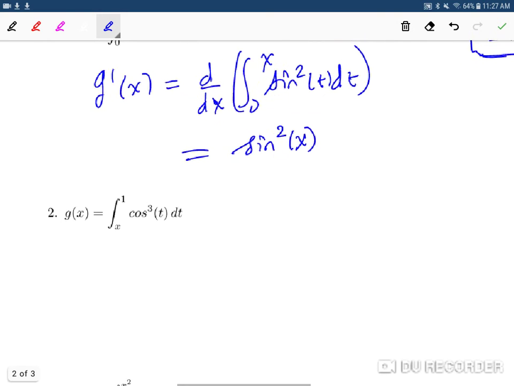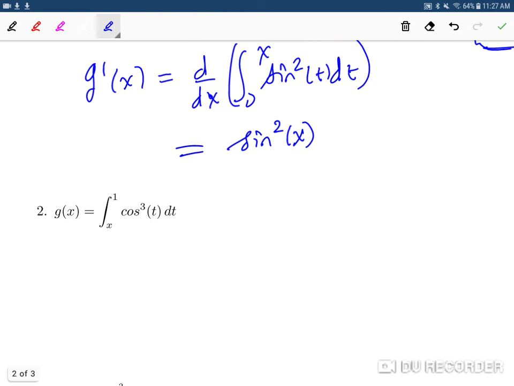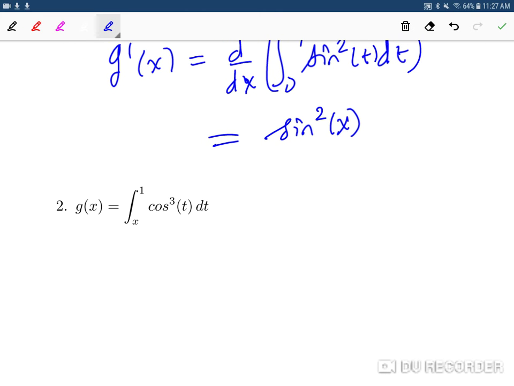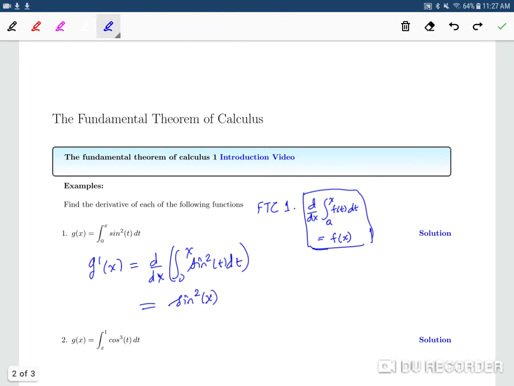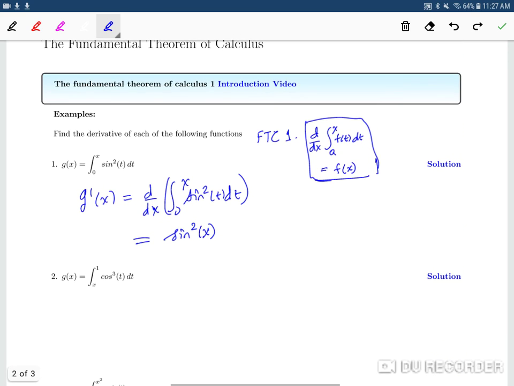In this one, I have g of x as the integral from x to 1 of cosine cubed of t dt. Well, here x is in the wrong place. If you look at the theorem, x has to be the upper limit of the integral. Okay, x has to be the upper limit of the integral. So x is in the wrong place in the second example.